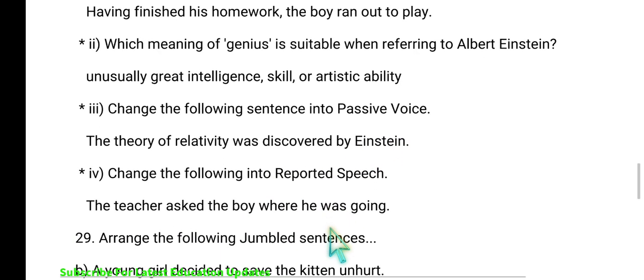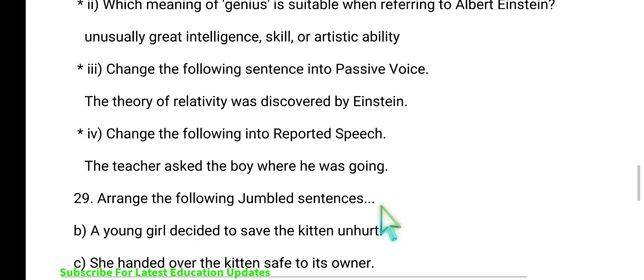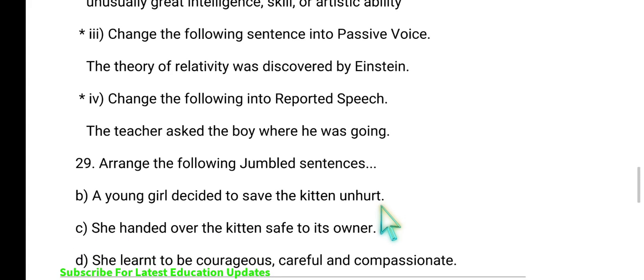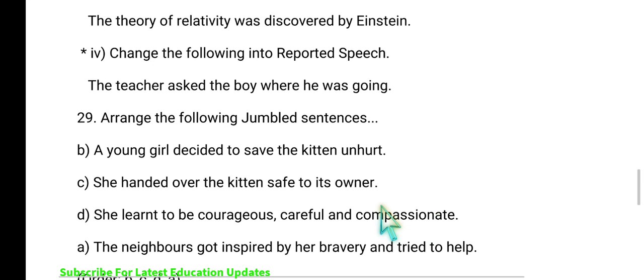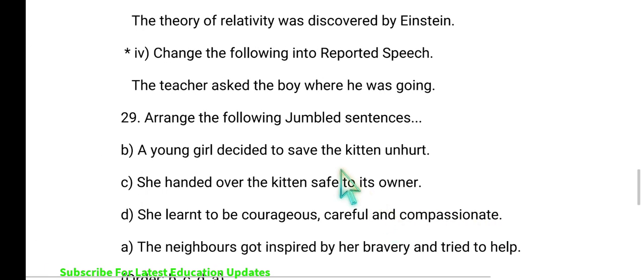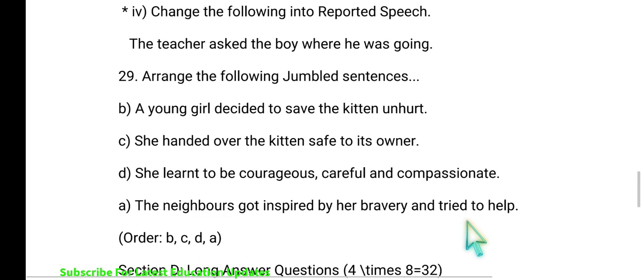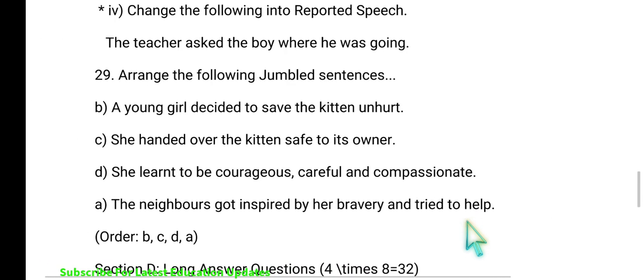Then reported speech. The teacher asked the boy where he was going. So where are you going becomes where he was going, and asked the boy, it gets repeated. Then arrange the following sentences into jumbled sentences. A young girl decided to save the kitten unhurt. She handed over the kitten safe to its owner. She learned to be courageous, careful, and compassionate. The neighbors got inspired by her bravery and tried to help. So order is B, C, D, A.